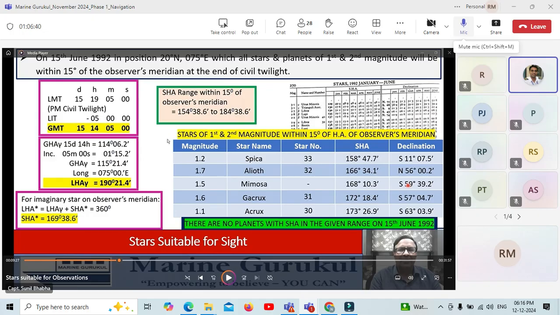Yes, beta, you have to write the full table. The only thing which you can omit is the star number. Star number is not mandatory, it can be removed, but the remaining items have to be included. Even if they have asked you the names of the stars, you have to include the magnitude, the SHA, and the declination.